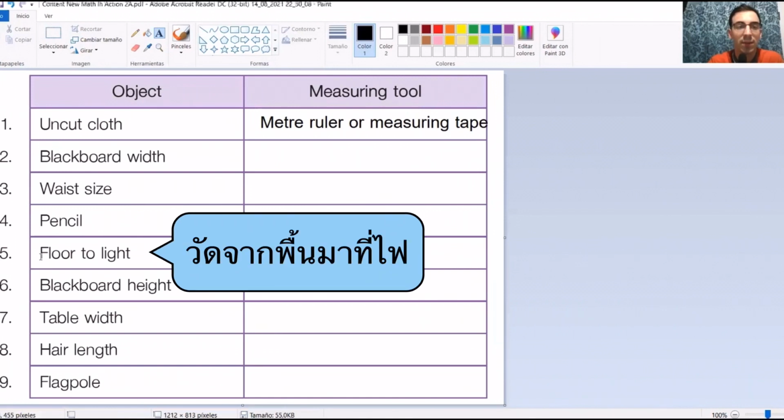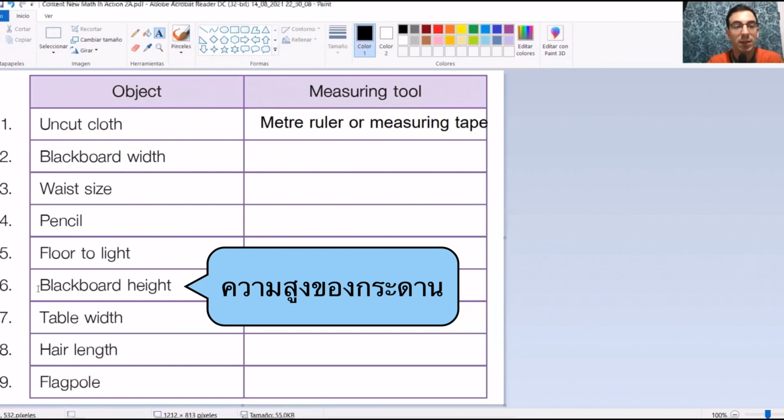Number 5, from the floor to the light. Floor to light. Number 6, blackboard height. Blackboard height.